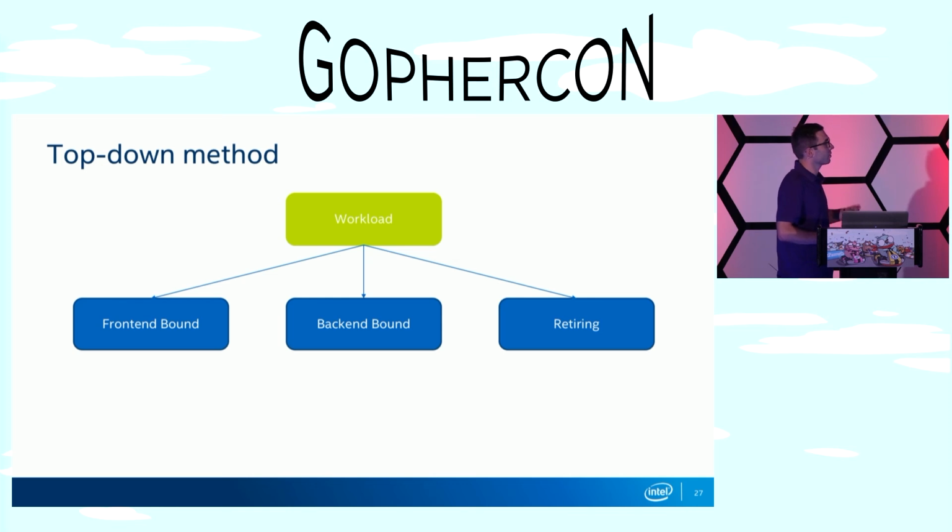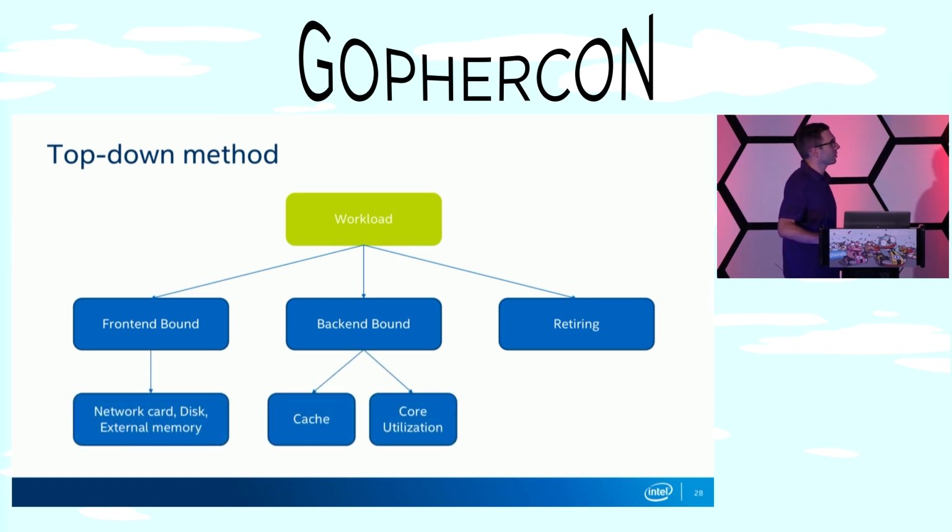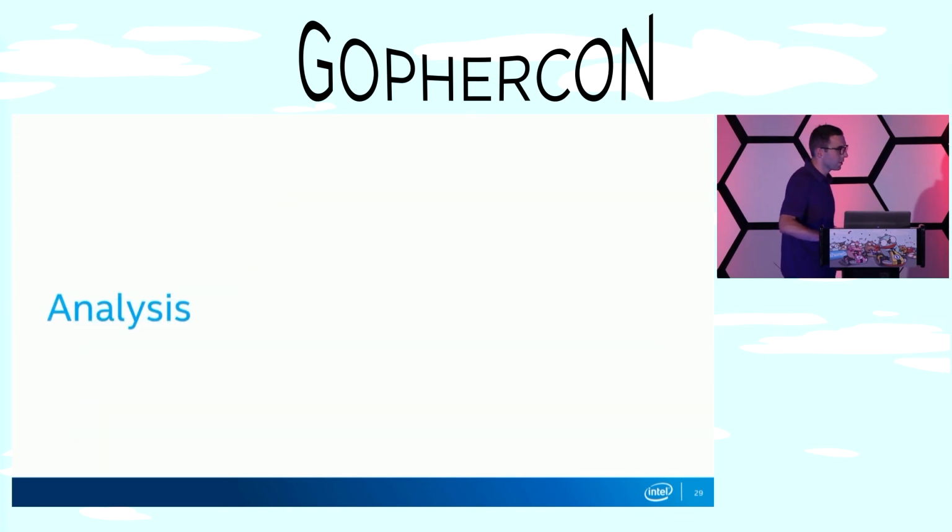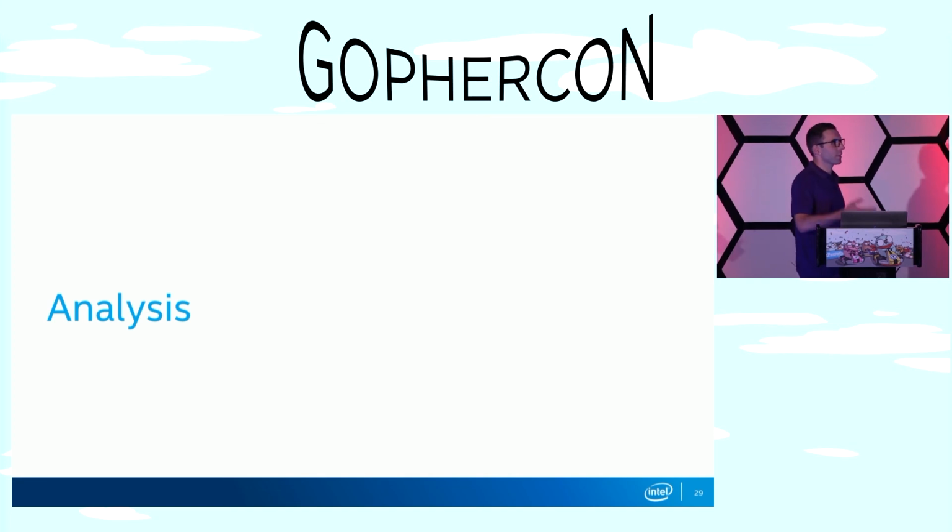Then we chose a completely different method, the top-down method, where we look at front-end bound, back-end bound, and retiring. Retiring is good, when the CPU can process your workload. When you look at your workload from the top, you can see bottlenecks on the network card, cache, or core utilization. Thanks to that, telemetry is not a big overhead, because we are actually looking at just two values. Is it front-end bound, which means a problem with the network, or back-end bound, which means a problem with the core?